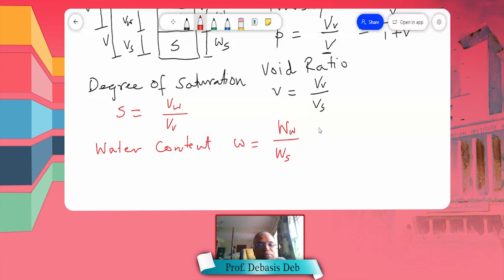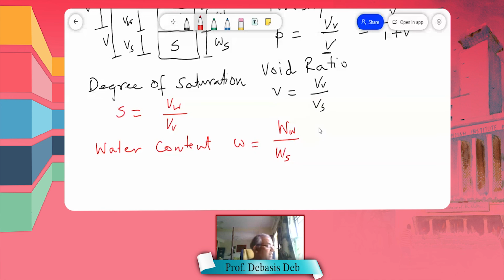So from that we can find how much water was there. So we find out the water content. And later on I will tell you how it is related to degree of saturation. So always remember that degree of saturation and water content are two different things. Degree of saturation is related to volume and water content is related to weight. Okay, so they are two different parameters altogether.